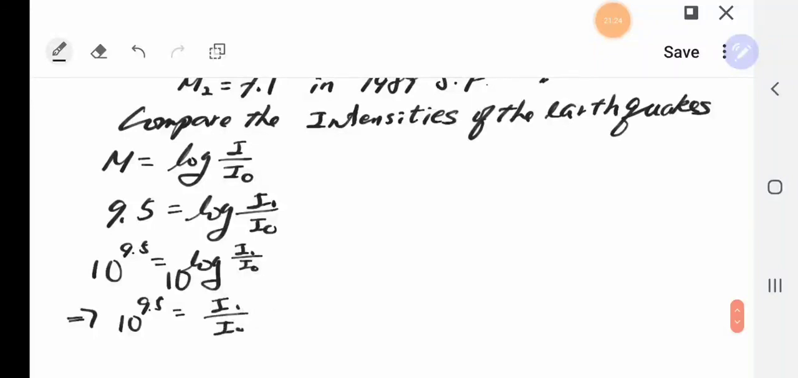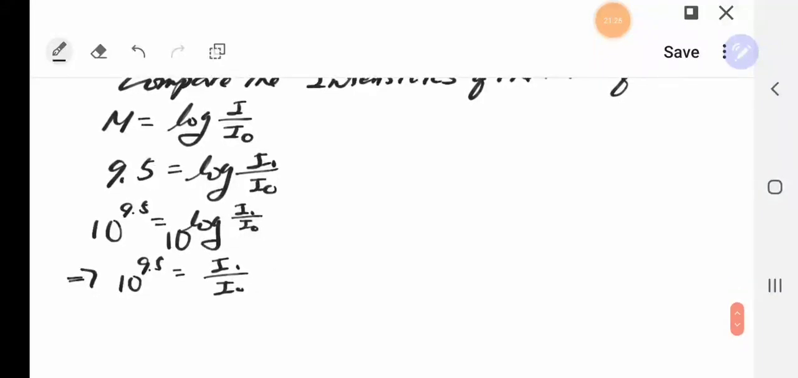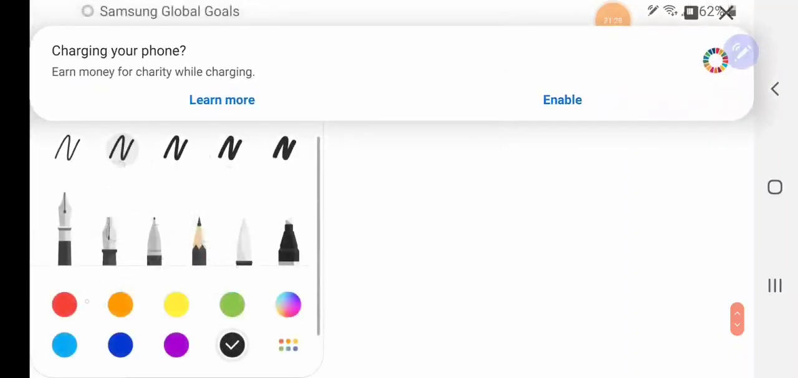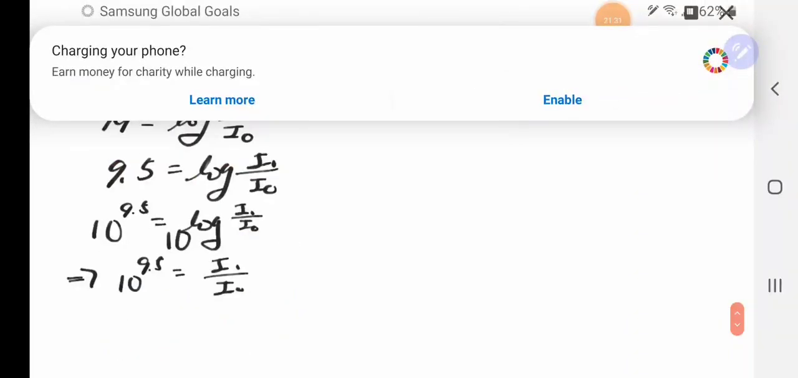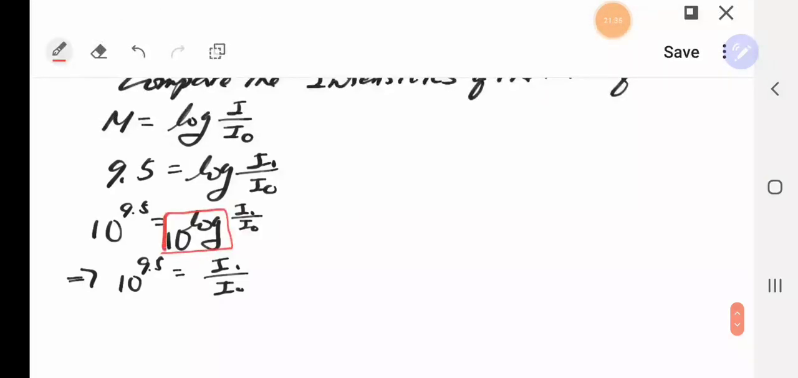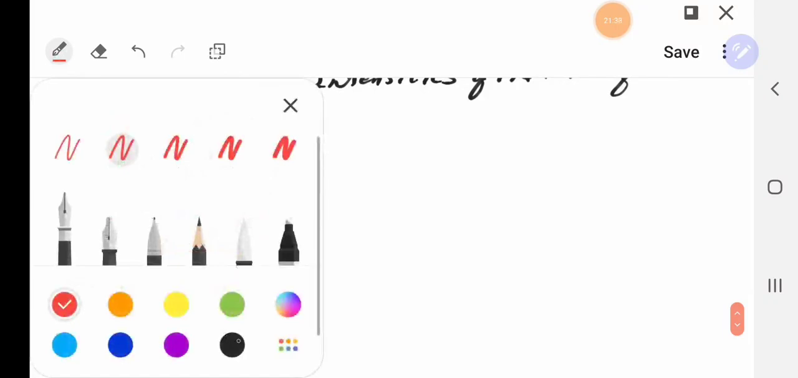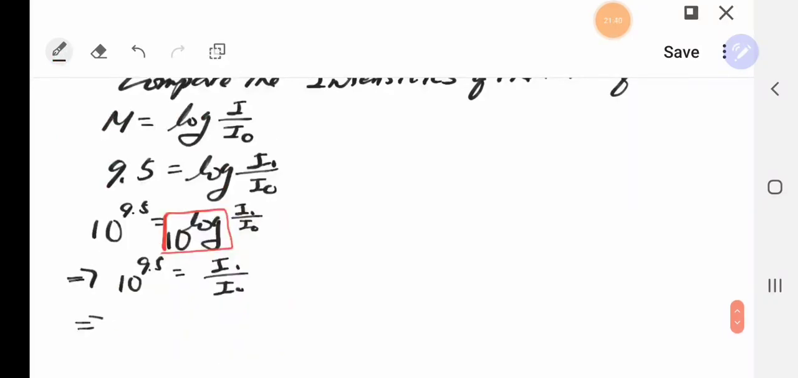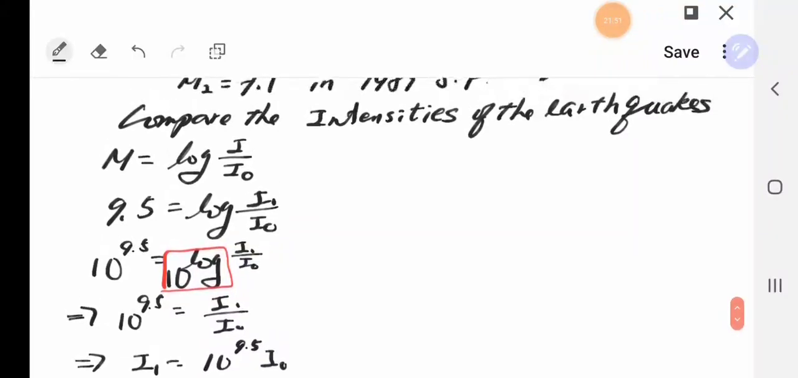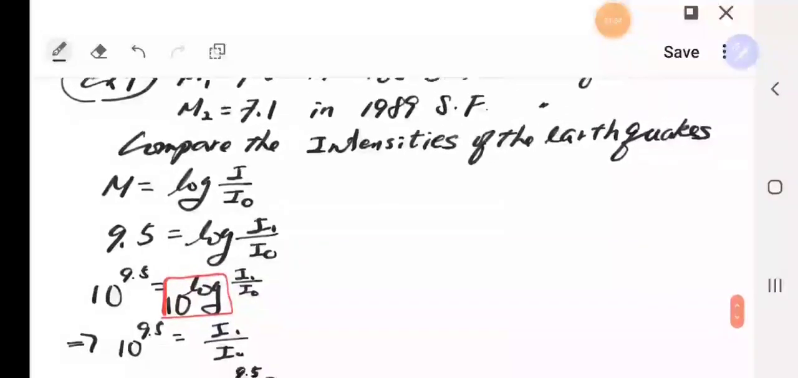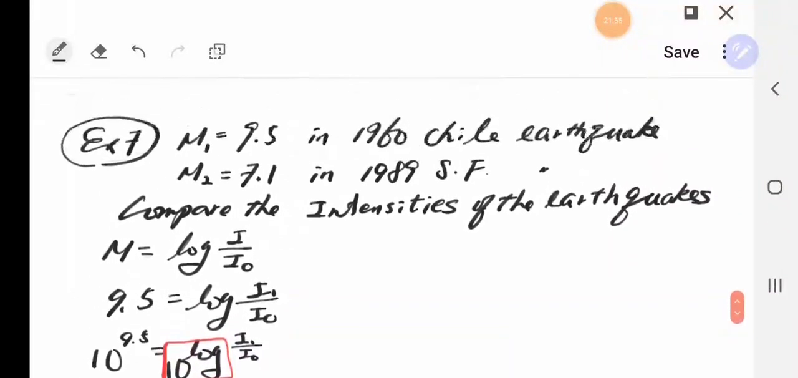Because 10 to the logarithm base 10 will cancel out. So I1 will be, multiplying each side by I0, 10 to the 9.5 times I0. Okay, for the intensity of the San Francisco earthquake, that is 7.1.